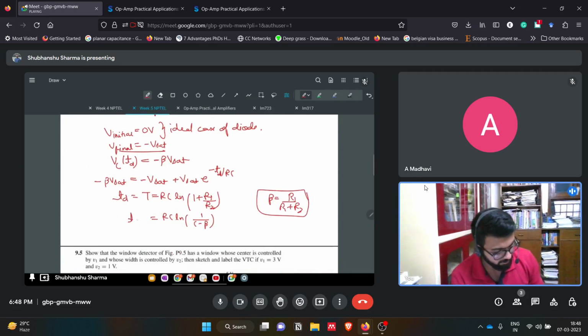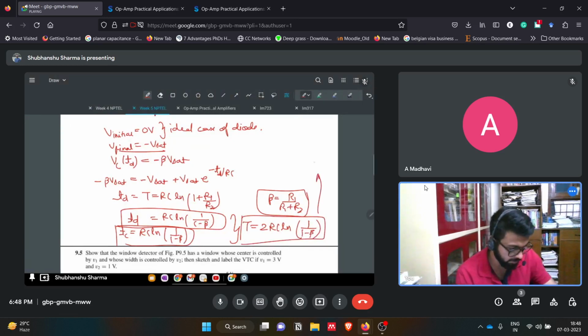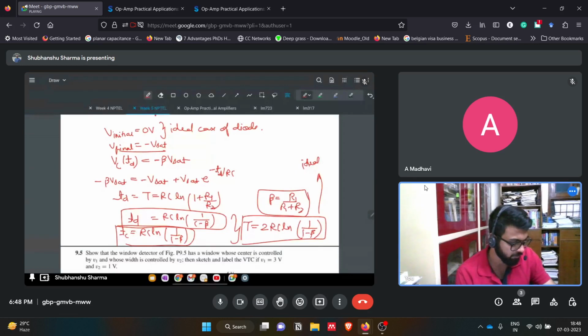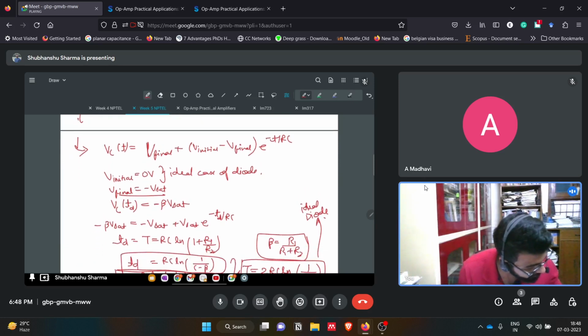So this we got TD. Similarly, we have TC equals the same RC ln 1 upon (1 minus beta). So based on this, the total time we got is 2 RC ln 1 upon (1 minus beta). This is for an ideal diode. Fine. So what else? One more thing, I'll add some pages in this.